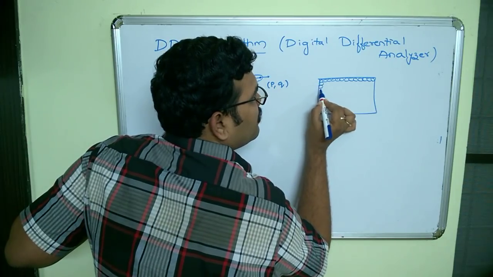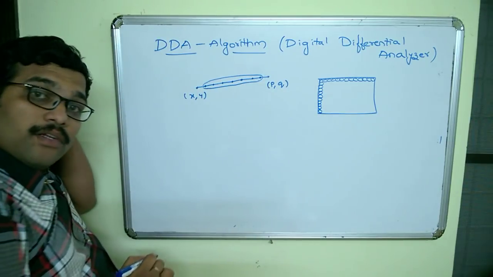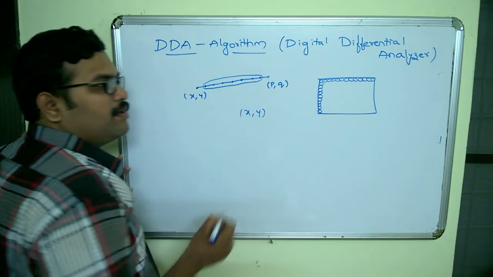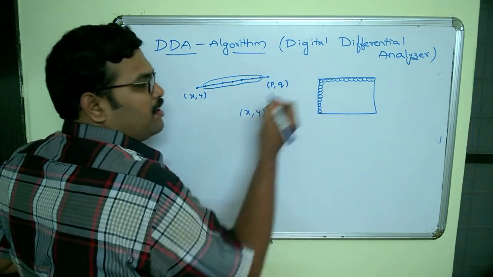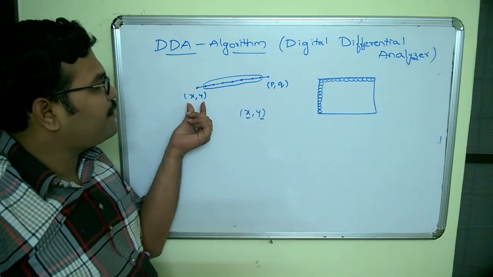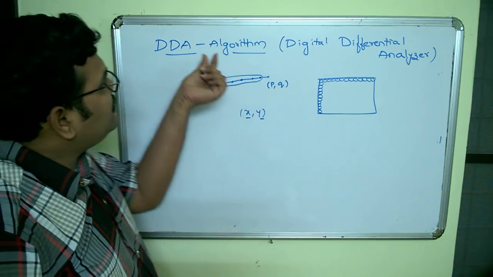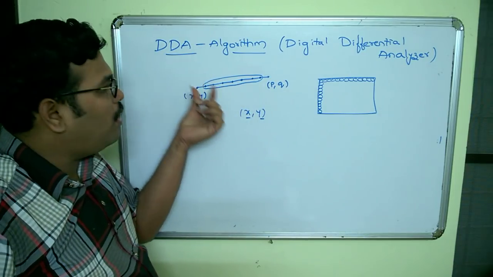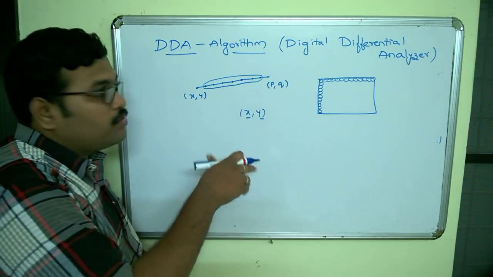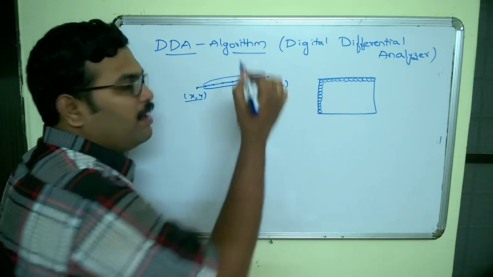Our screen is nothing but a collection of pixels. Each pixel can be represented using x comma y. Here we will have the starting point and the ending point, and this algorithm is used to find all the intermediate points, that means the pixels, in between the starting point and the ending point.